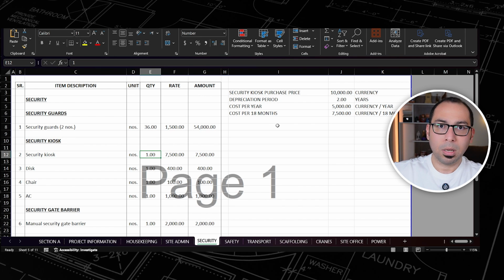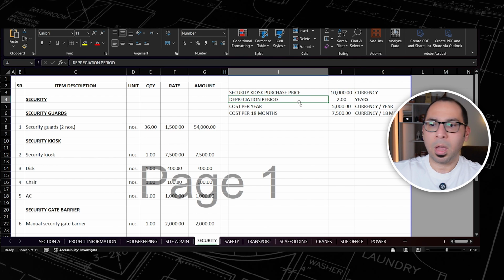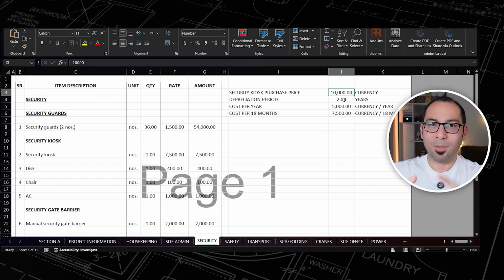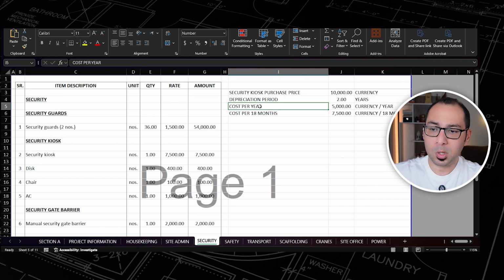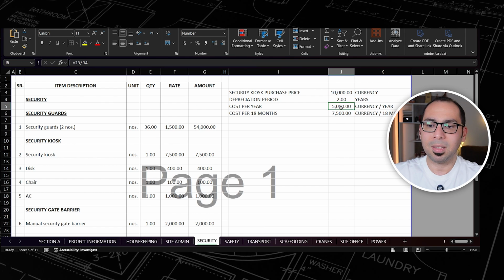And now when we start talking about assets, because a kiosk is actually a porta cabin or a small porta cabin. So I need to purchase this. So I'm assuming that I'm purchasing this at 10,000. And now let me introduce you to the concept of depreciation. So this item or this kiosk, it will cost 10,000 to buy it. But the value of this asset, I am assuming here that it will become 0 after 2 years of using. That means that the cost per year of using this kiosk is 10,000 divided by 2. So I am getting here 5,000 cost per year or per 12 months.